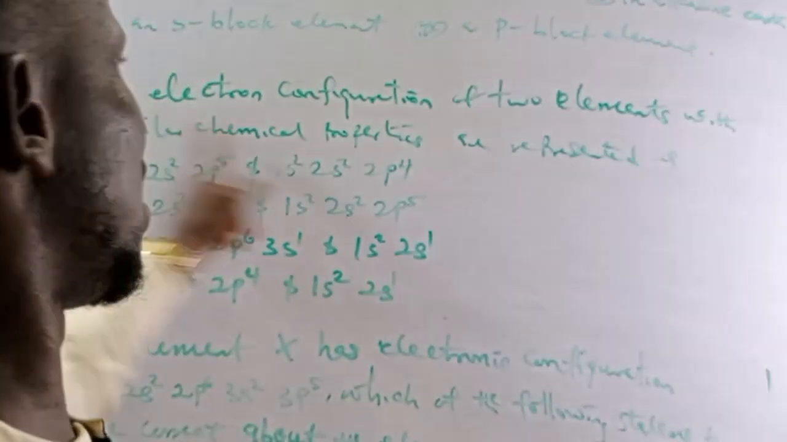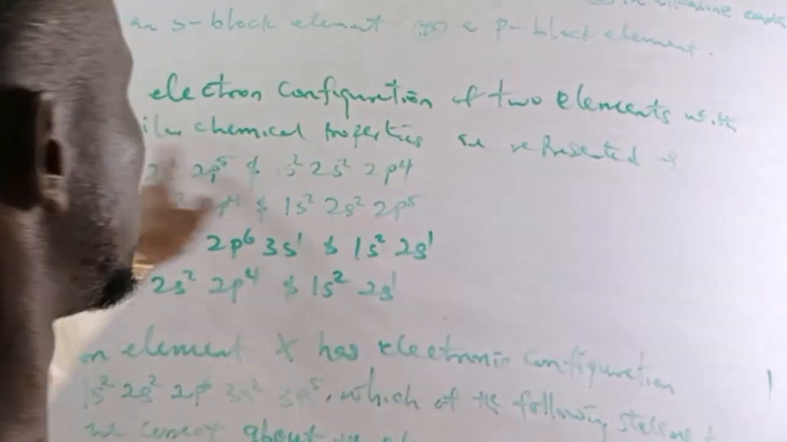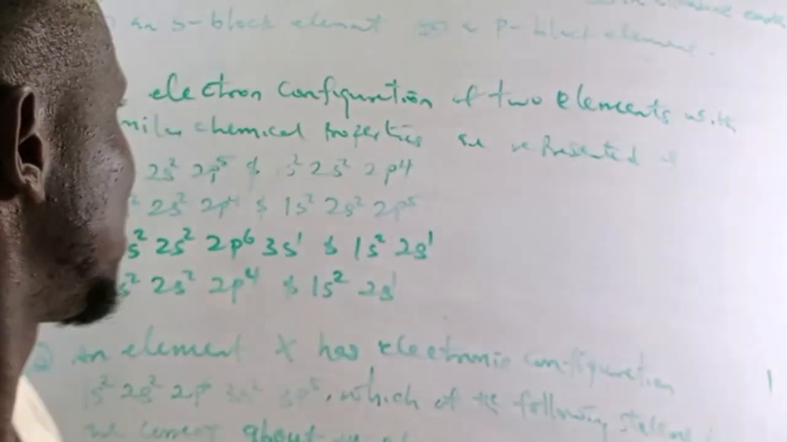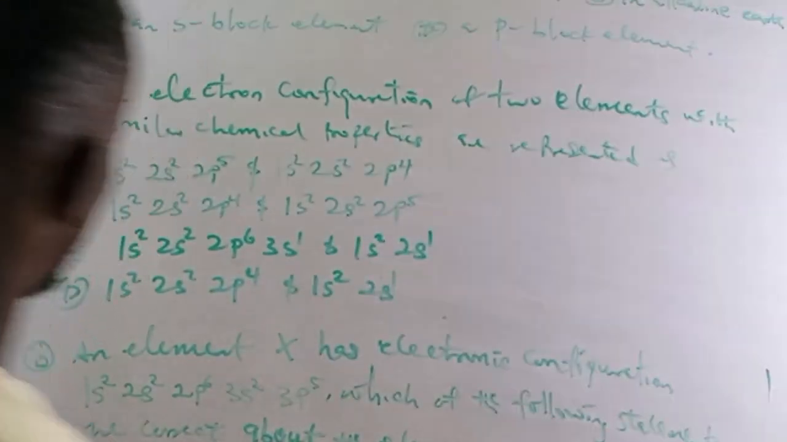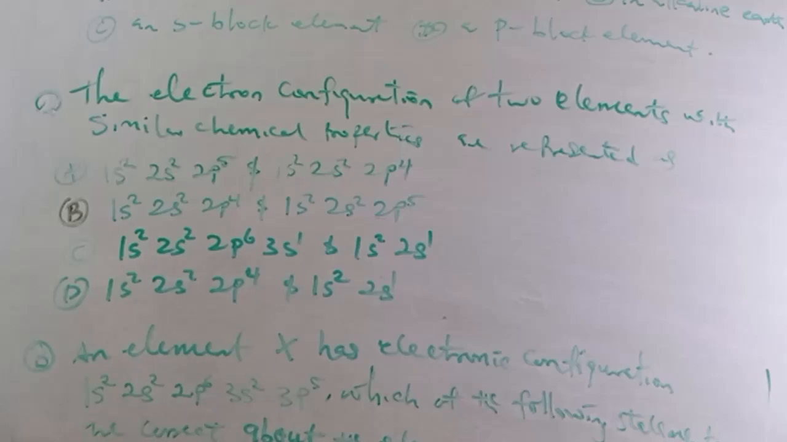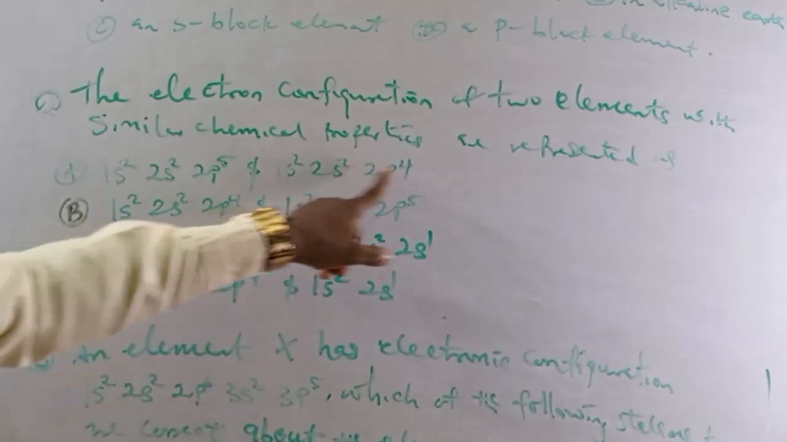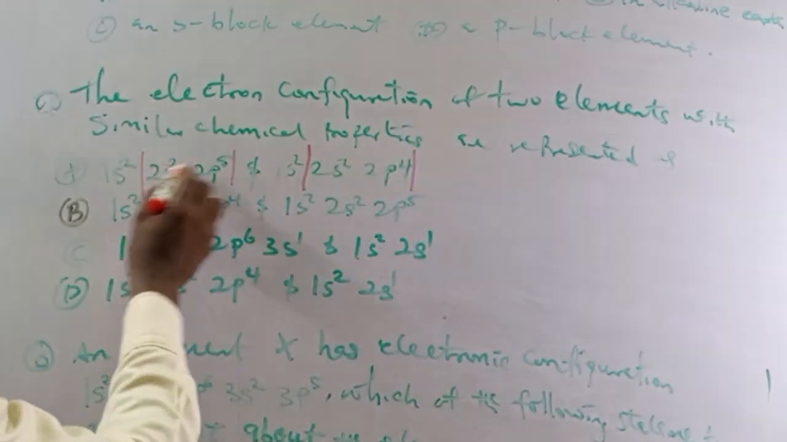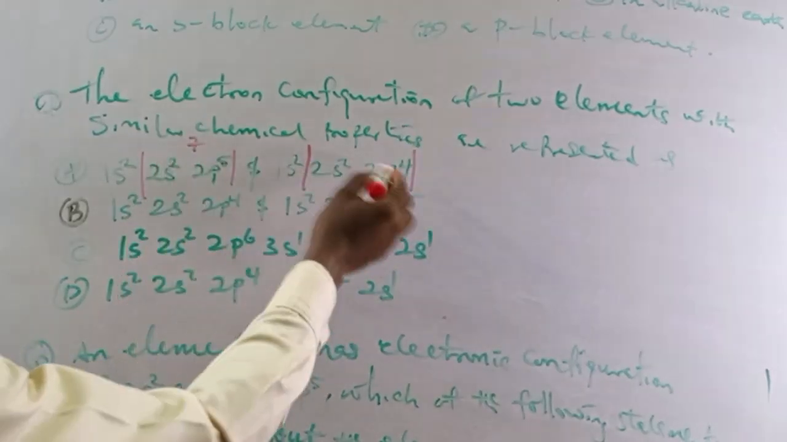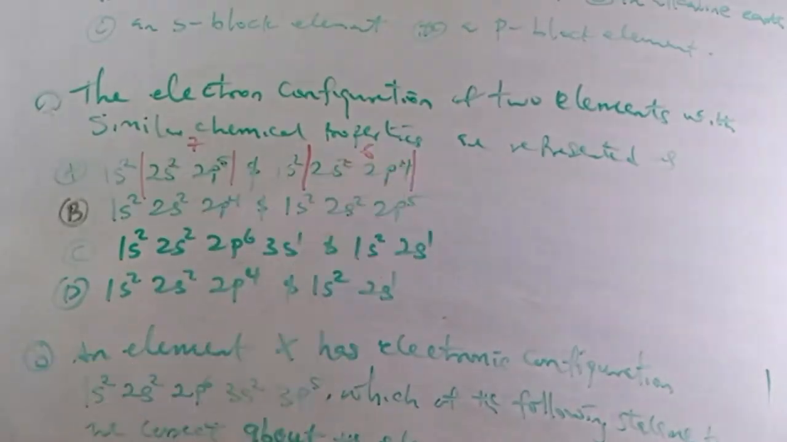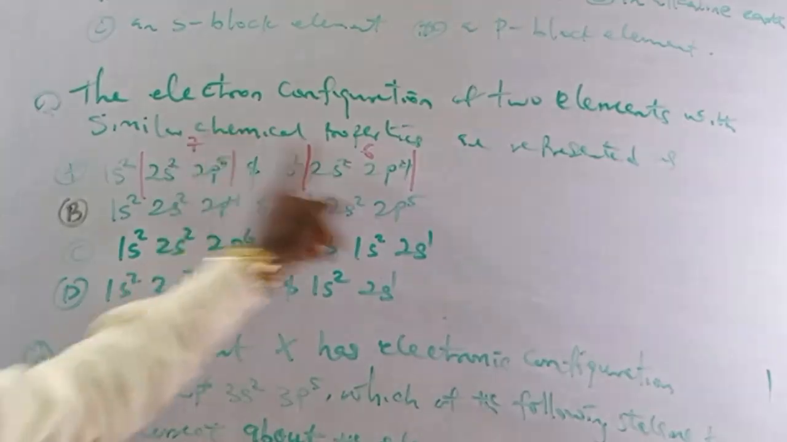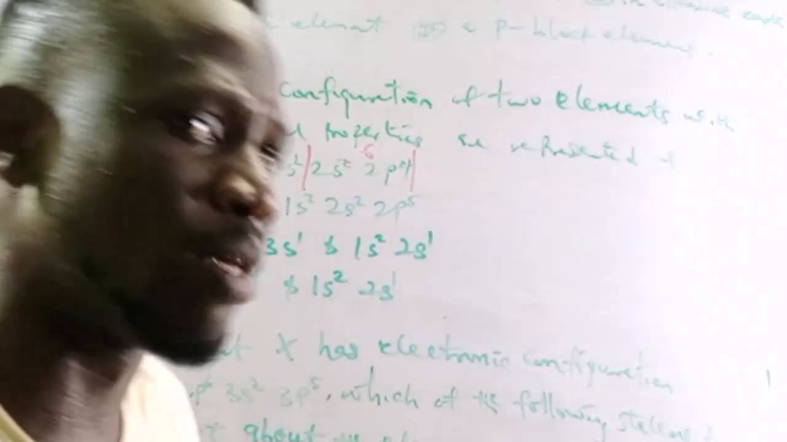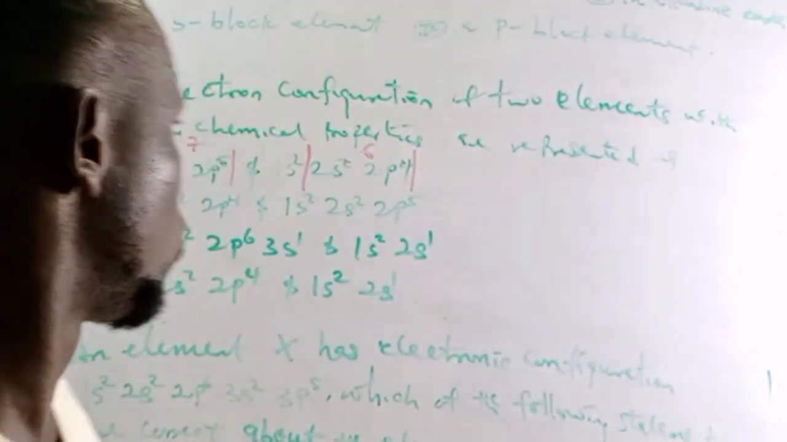So the electron configurations of two elements with similar chemical properties are represented as, what is the valence electron here? 2 plus 5 is 7. Here, 2 plus 4, that is the valence electron, the number of electrons in the last energy level, is 6. They don't have the same valence electrons. So they don't belong to the same group, and therefore they don't have similar chemical properties. For you to have similar chemical properties, you have to belong to the same group.